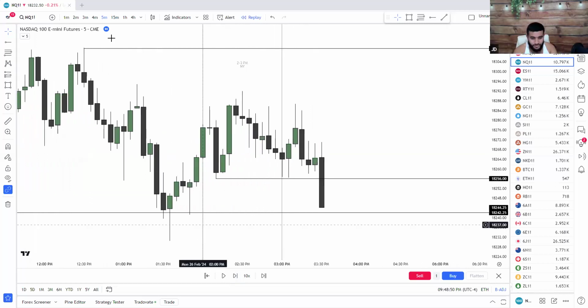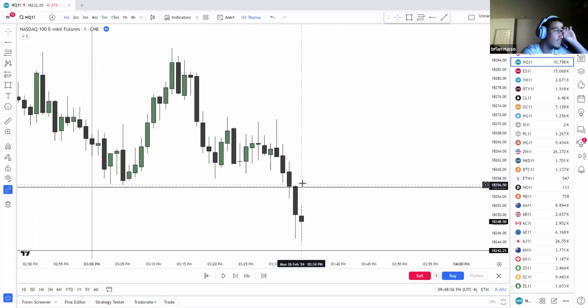Oh, that's crazy. Look how close they got. Oh, there it is. It swept the low. All right, we swept the low. It's not the silver bullet session. It's 3:30.